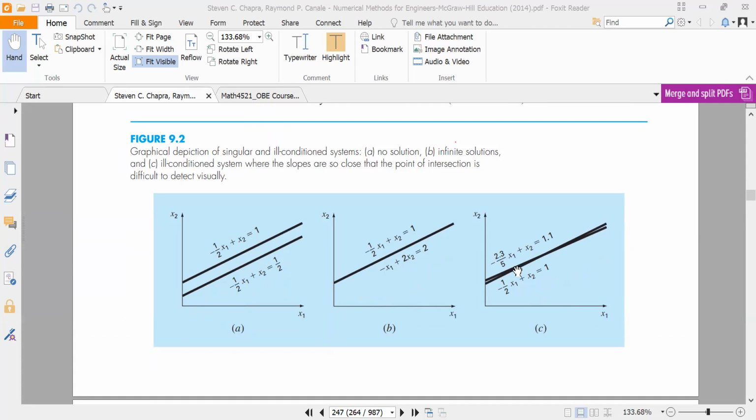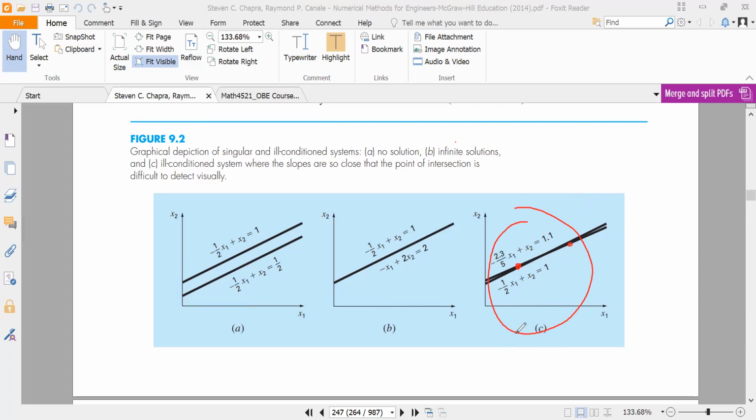In the third case, you see that although your slopes are not equal, they are very close to each other. As a result, an extended region will be there where an overlap could be there. So what will happen if you have such a situation? Then a small variation of the coefficient a11 or any of the coefficients present will make a drastic change in the solution. That means you can have a solution there, but to be very precise, there will be only one intersecting point. So in order to find that intersecting point, we'll have some problem.